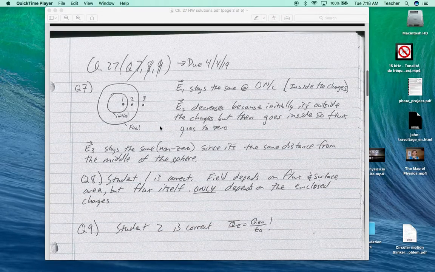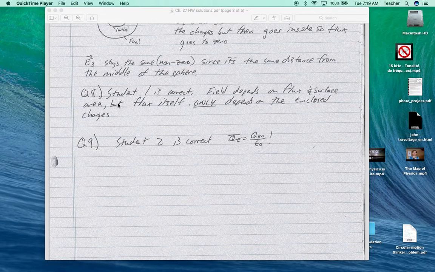7 we talked about a lot in class, so it really only depends on whether the location is enclosed within the surface or not. If it's within the surface of the charges, no flux and no field. If it's outside, it would stay constant because we can treat that center of the balloon as the location from which the charge all comes. It's like a center of mass. Q8 and Q9 deal with those scenarios.